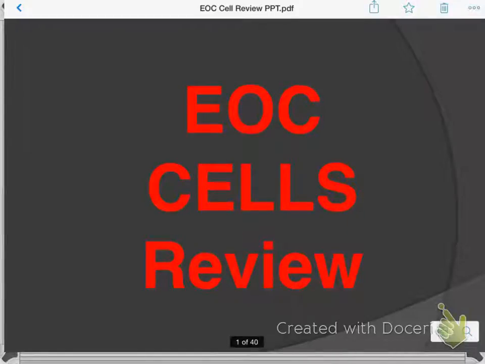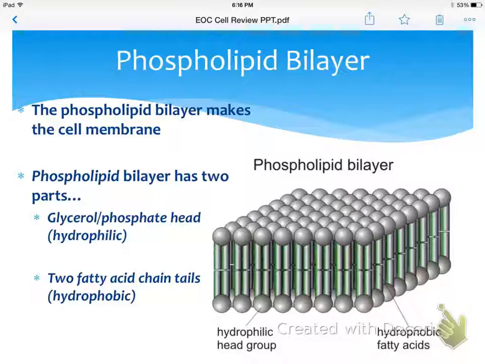All right, so this is your EOC cells review. As you go through, this is not meant to be something that you take notes on. It's meant to be something that you just kind of watch and look at the diagrams and read things through. There may be certain points where it would be in your best interest to pause and then really examine the diagram, but otherwise just kind of listen and follow.